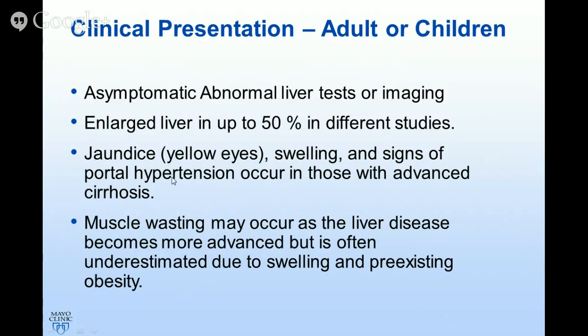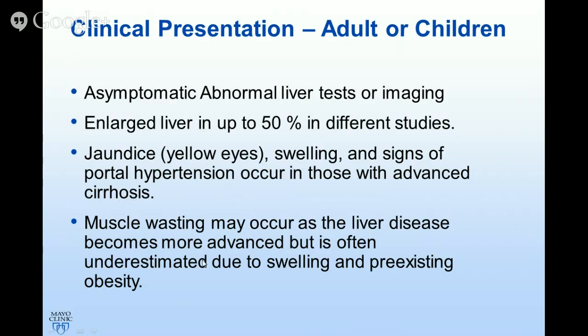Some people may have advanced disease, and those are the people with scarring in their liver to the degree of cirrhosis, and they may actually show up for the first time with jaundice, where your eyes or your skin turn yellow, swelling, which can affect your legs, swelling within your abdomen, and then signs of something called portal hypertension. This is a term you might see on the internet, and this is a consequence of cirrhosis. It can show up with gastrointestinal bleeding or something like that.